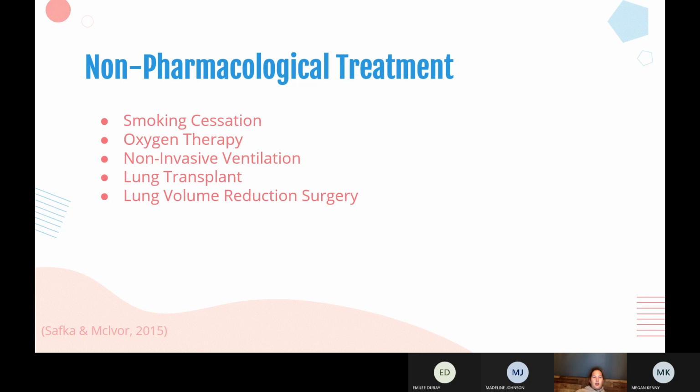And then the last non-pharmacological treatment is lung volume reduction surgery. This is a surgery that is done to help improve a person's breathing. They remove small pieces of the damaged tissue to help the remaining lung tissue function better and make the breathing easier for the person.